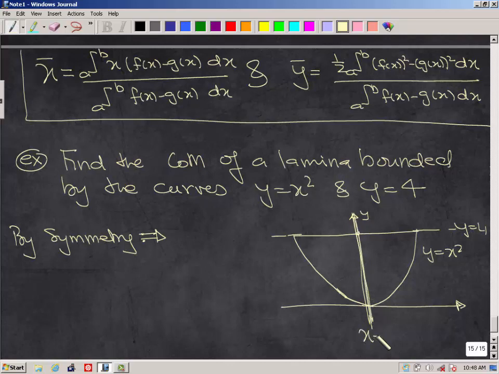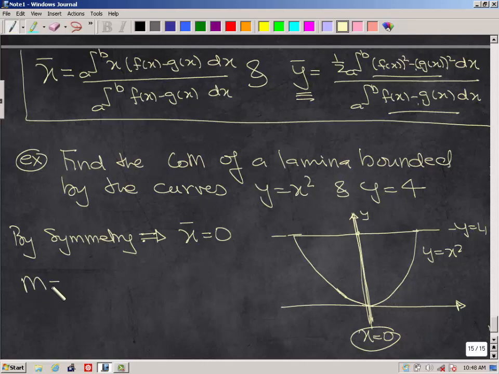That line is x is equal to 0. So the x value of the center of mass is going to be 0, because that is my axis of symmetry, x equals 0, so x bar will be there. All I need to do is find the y value. That means I need to find these two integrals up here, this one and this one. So let's start with the mass first.